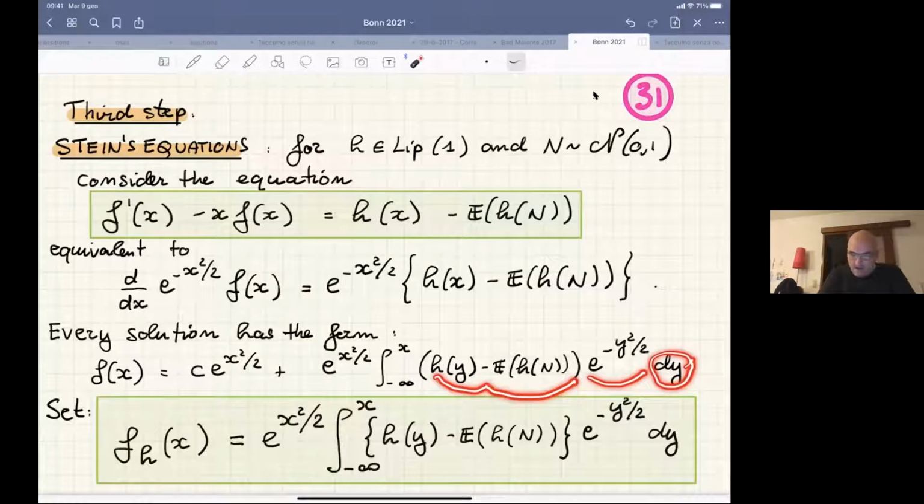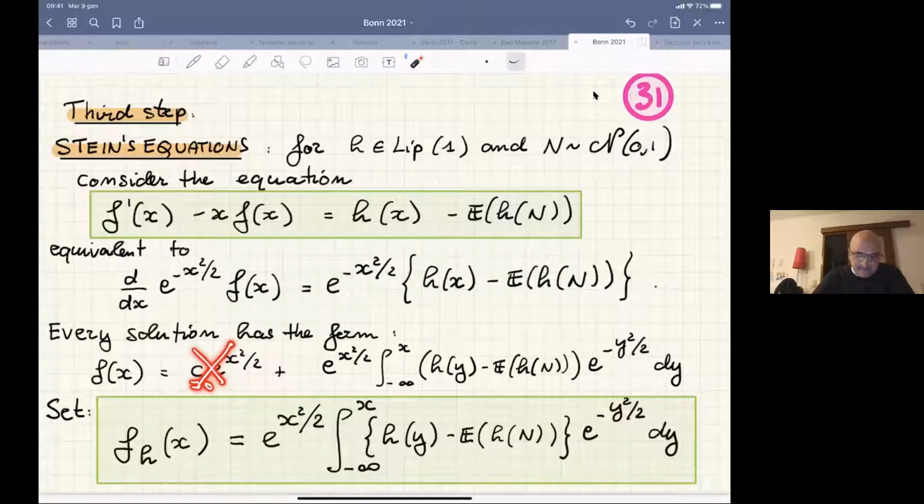Okay. Now, all these solutions are legitimate solutions, but there is one that is typically chosen as the canonical solution of the Stein equation, which is obtained by taking c equal to 0 here, by deleting this term. And the reason is that we are going to work with and use this function in particular.